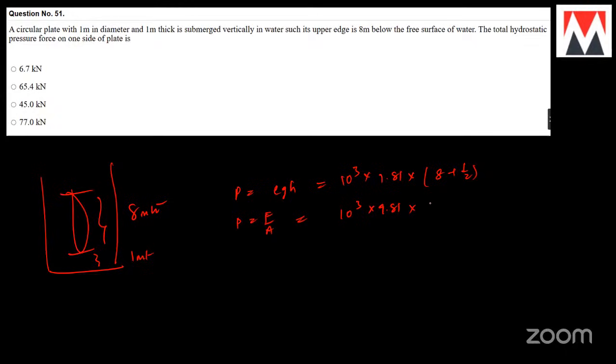So you get 8.5. So you get F is equal to pi by 4 into diameter of this is 1 square into the pressure which is given. So overall, what do you get the value? You get 65.4 kilonewtons. So your answer is B.